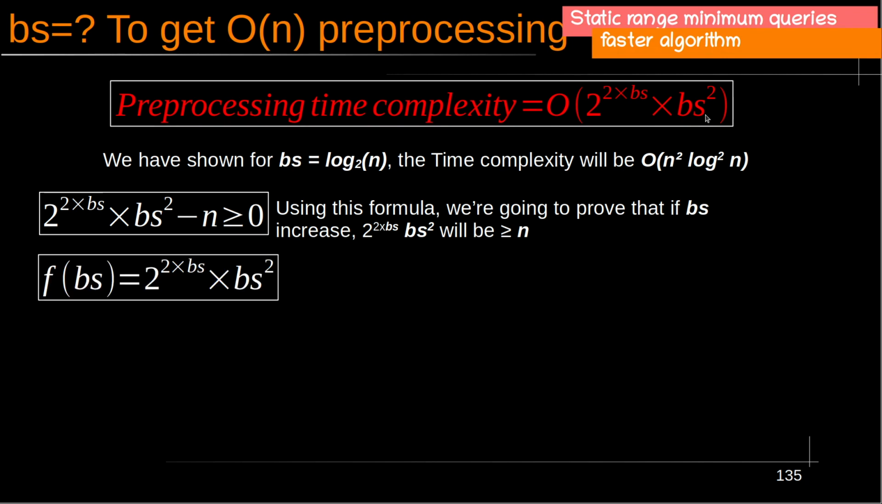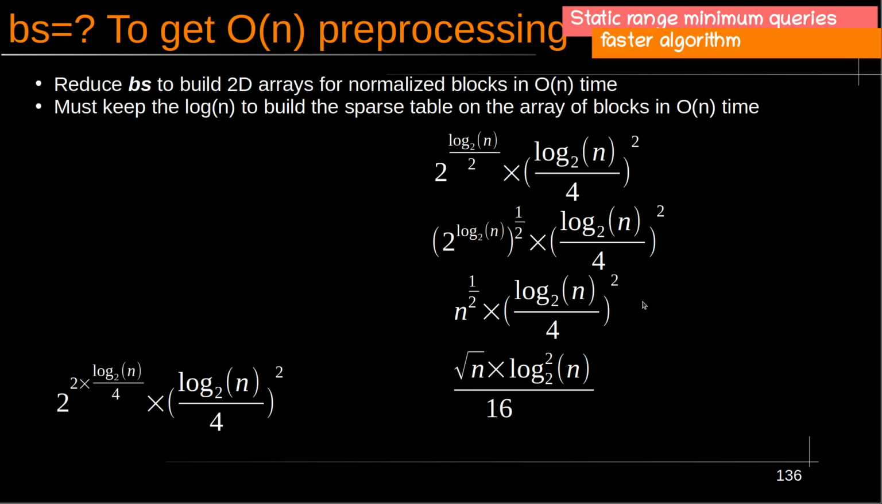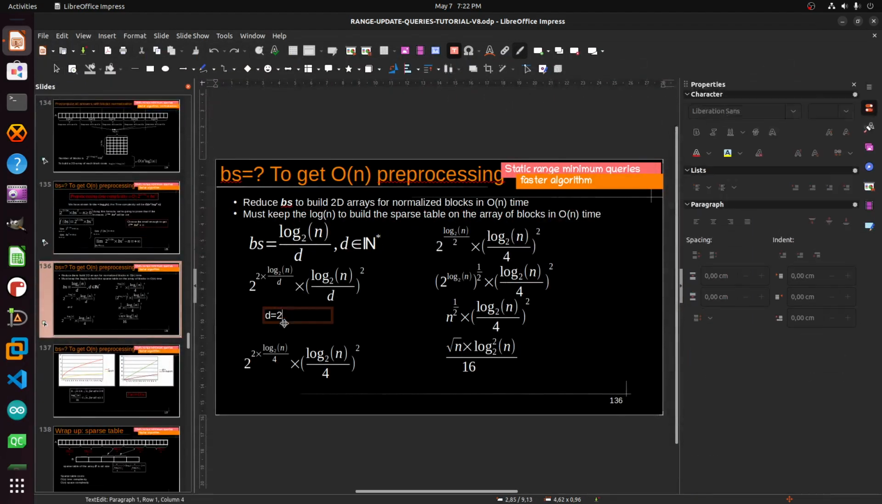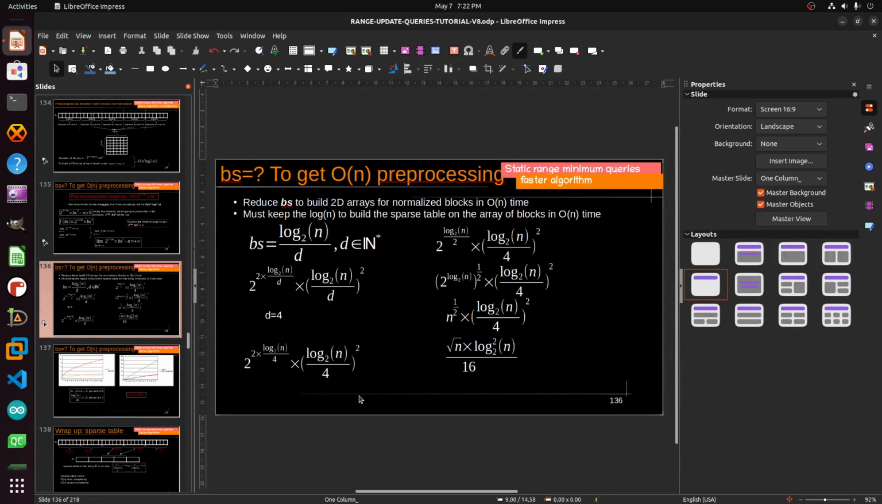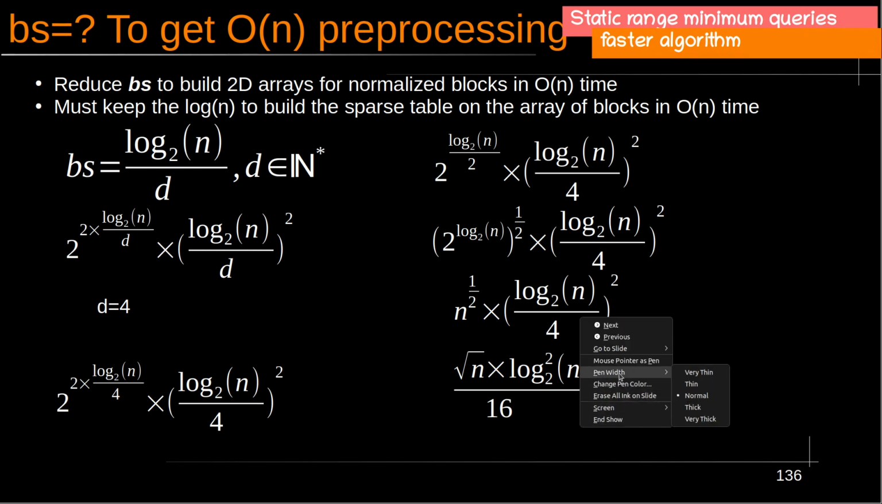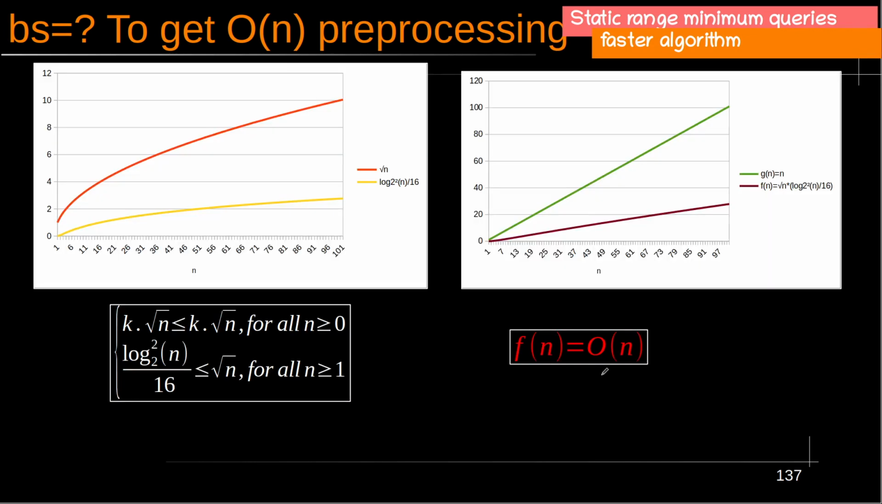So we have proved that if we choose bs small enough, we can get a number that is lower than n. Okay, then we have proved if we reduce the block size by 4, we divide it by 4, log base 2 n by 4, as we have shown here, we can get this formula. And this formula, we have proved, gives me a linear time pre-process.